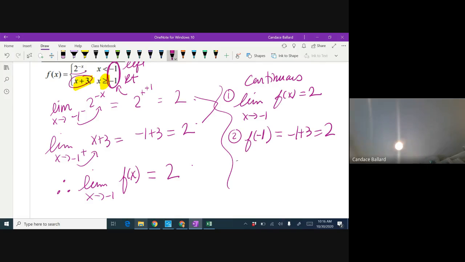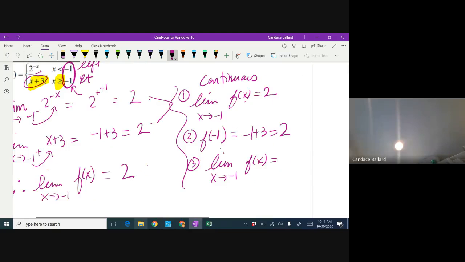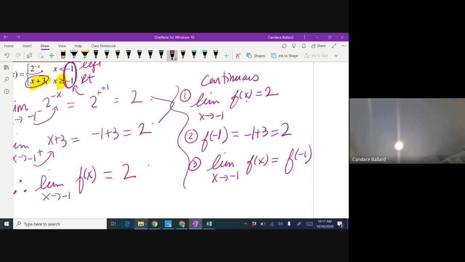Now my third thing was I have to show that the limit is equal to this. And I actually need to make that statement. So the limit as x approaches -1 of f of x equals f of -1. Okay. And then finally, I'm going to make a conclusion.